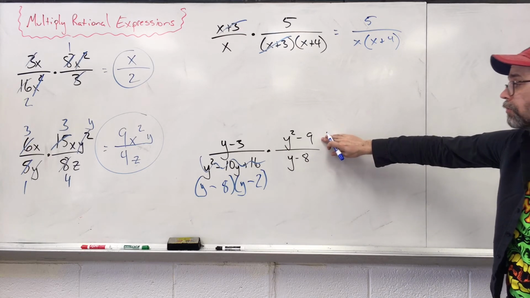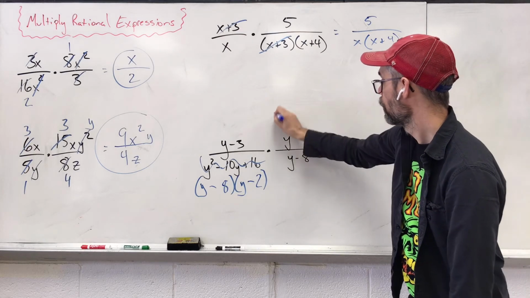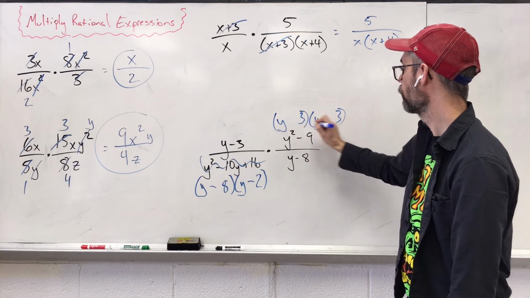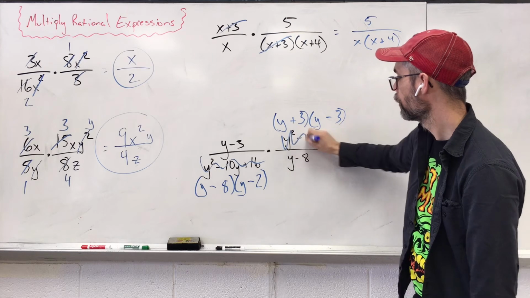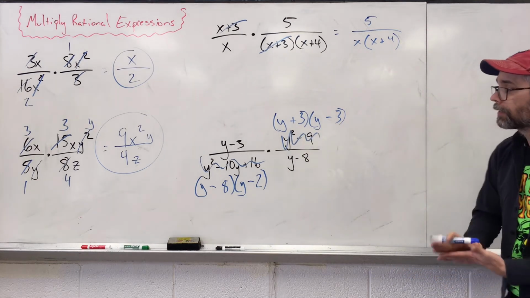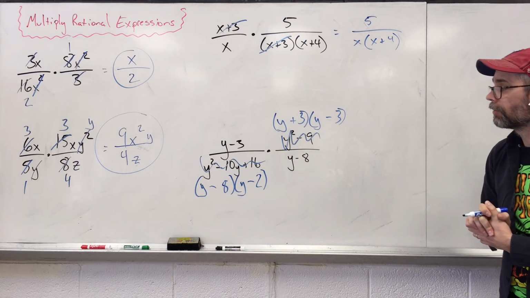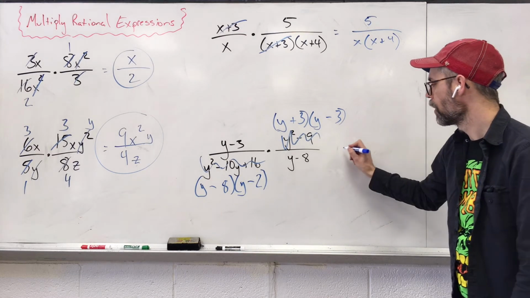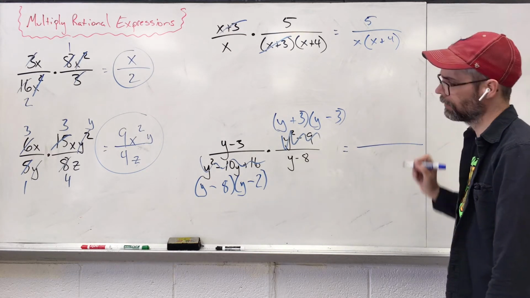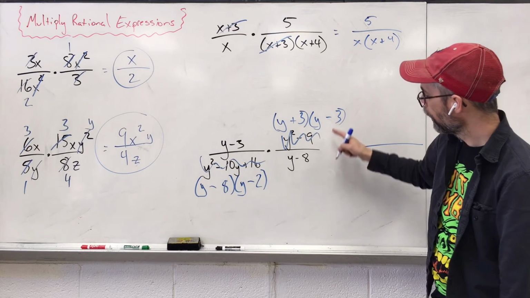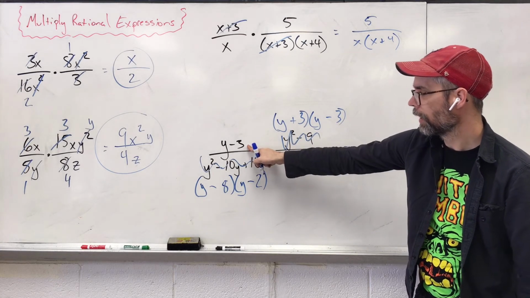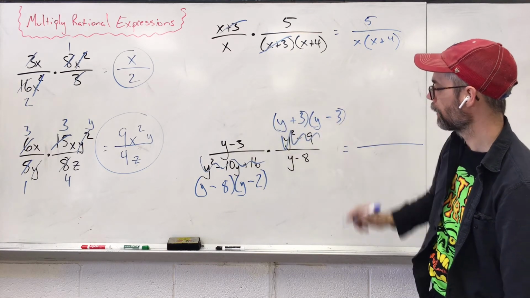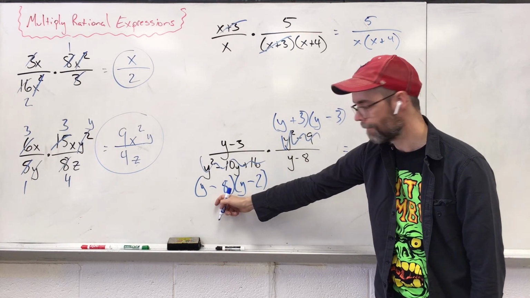Up top, I can simplify this. We have the difference of two squares. That's going to give us y, 3, 3, plus, minus. Get rid of that. Everything is simplified. So now as long as you have something up top, something on the bottom, we can cancel them out. But will anything cancel out? So I have y minus 3 and y minus 3. Will they cancel? They're both on top. They're not going to cancel. How about the y minus 8, y minus 8?